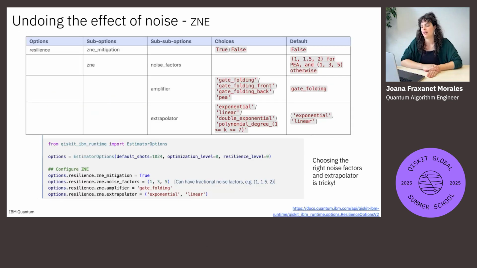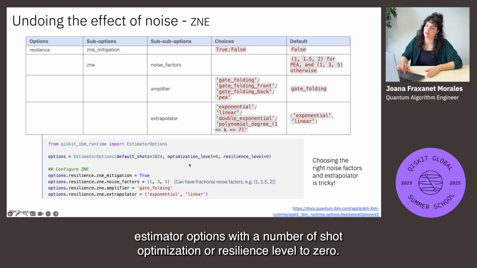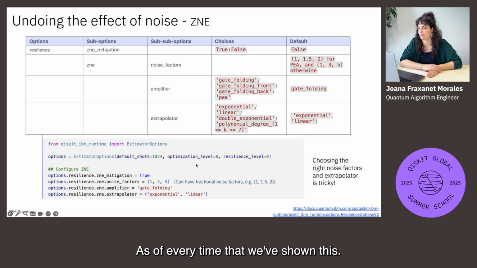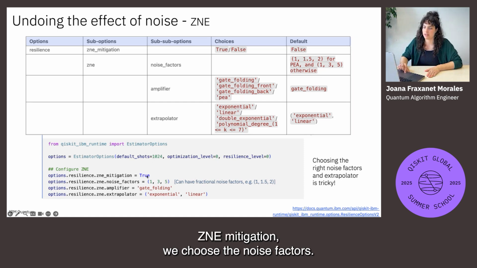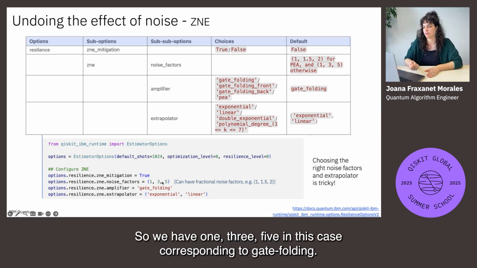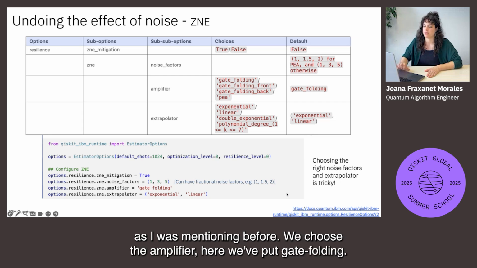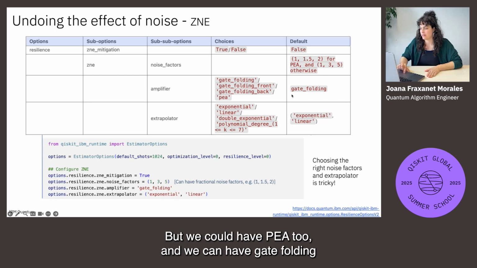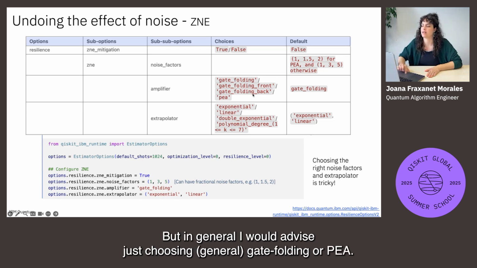So if we wanted to enable ZNE, we would define estimator options with a number of shots, optimization and resilience level to zero, as every time that we've shown this. And then we activate the resilient ZNE mitigation. We choose the noise factors. So we have 1, 3, 5 in this case, corresponding to gate folding, but we can have fractional noise factors too, as I was mentioning before. We choose the amplifier. Here we've put gate folding, but we could have PEA too. And we can have gate folding front and back depending on how this gate folding is done. But in general, I would advise just choosing gate folding or PEA.